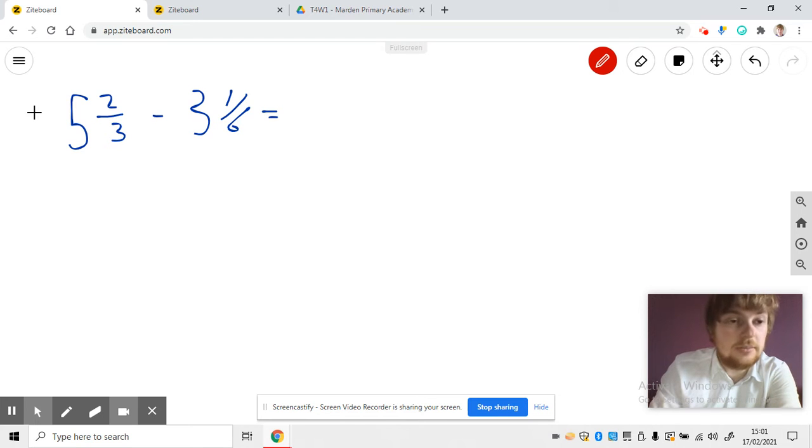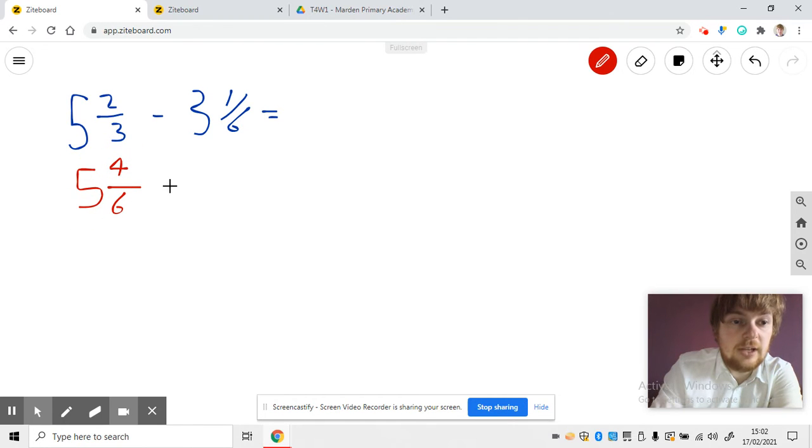Now, as you know, to be able to subtract, likewise to add fractions, we need a common denominator, and we haven't got that at the moment, but we know by now that thirds can become sixths. So we have to multiply the denominator by 2, so we do the same to our numerator. So now we have 5 and 4/6 subtract 3 and 1/6. Now, this is good. We have two fractions that have the same denominator. So we can do in a minute 4/6 subtract 1/6.